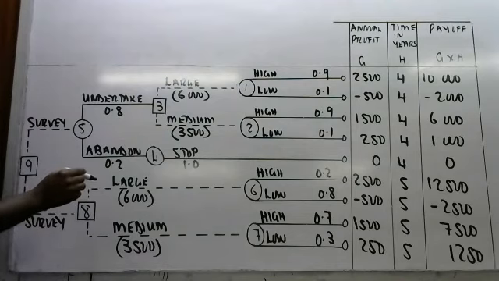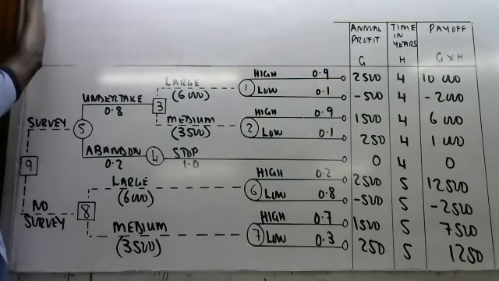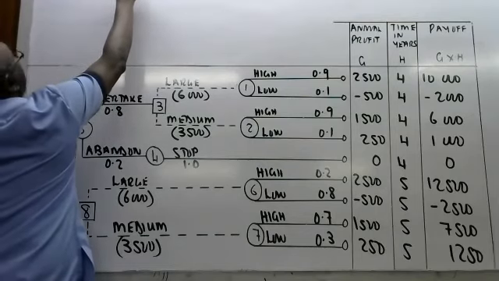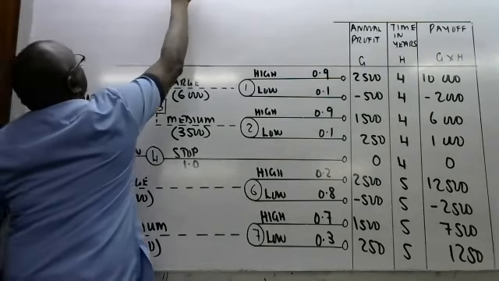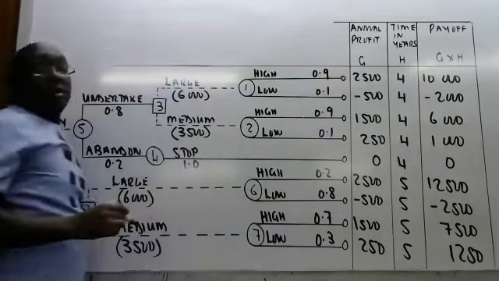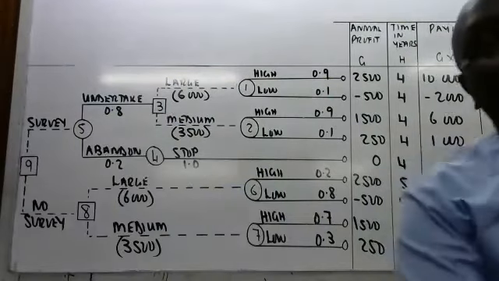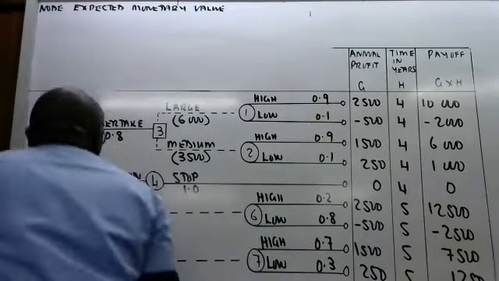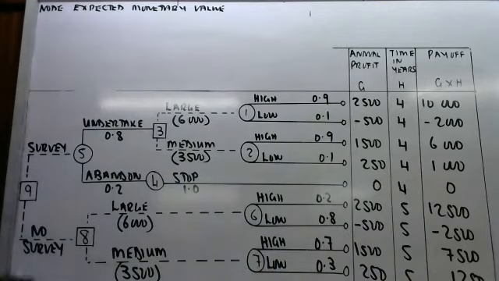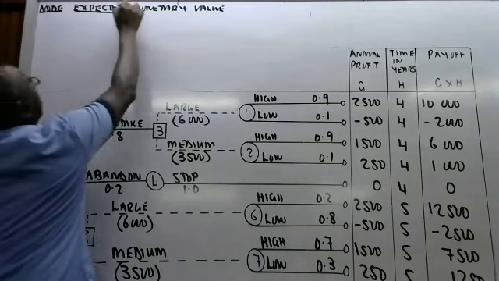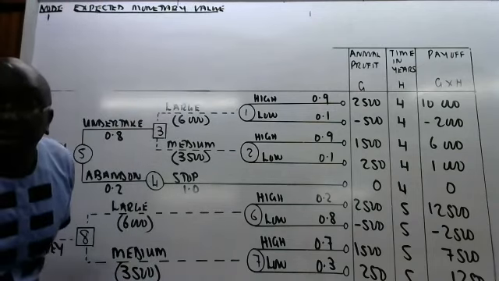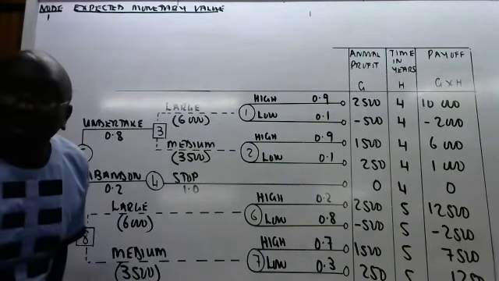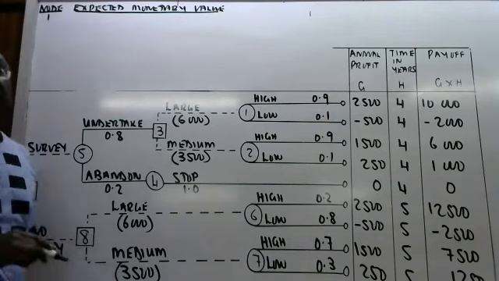So, expected monetary value. So you write down the note, and then expected monetary value. So you are writing down there. Note and expected monetary value. So one. And about one. I don't know whether we pick it from there next time.